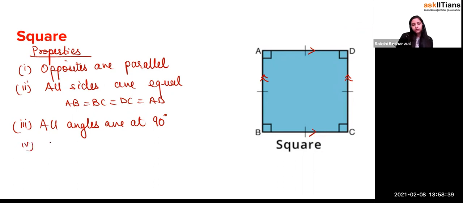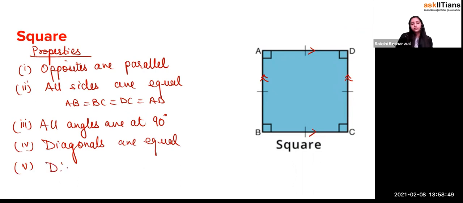Can I say the fourth property? That is, diagonals are what, beta? Equal. Diagonals are equal, right? And the fifth property is that the diagonals bisect each other at 90 degrees, right?